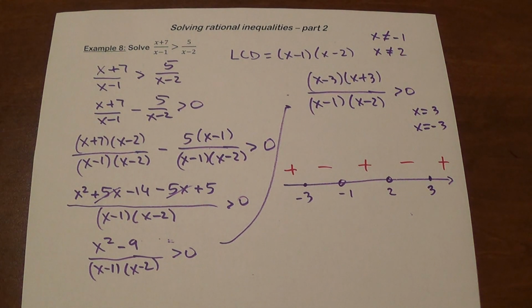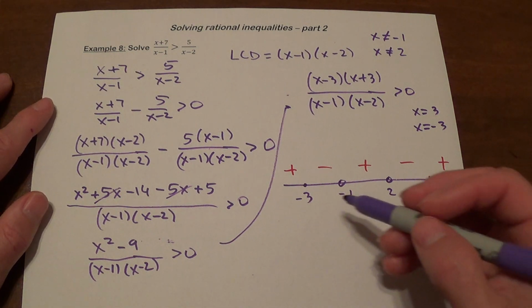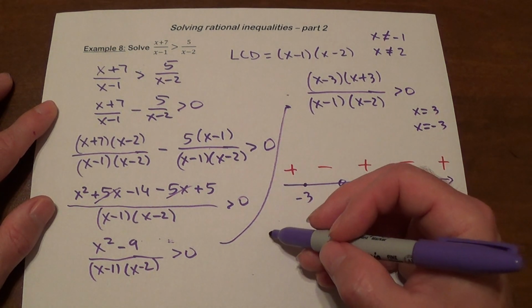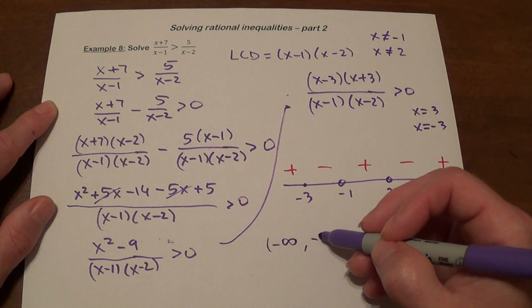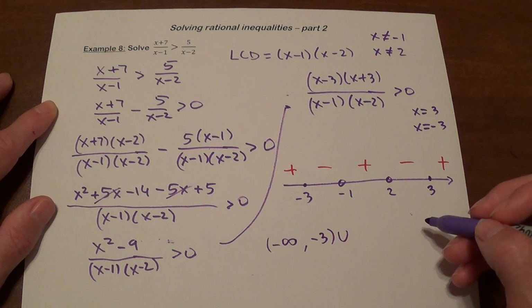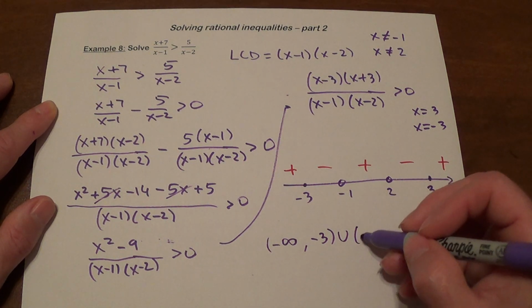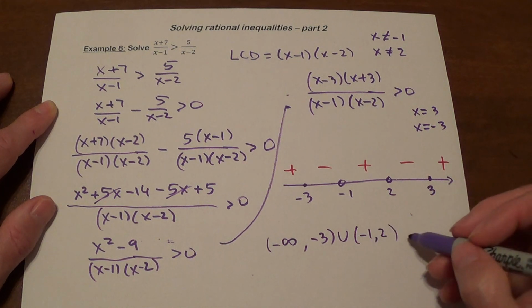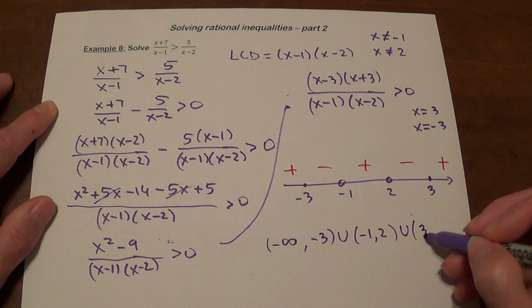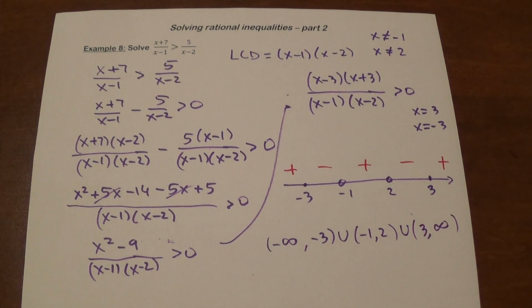We want it to be greater than 0. So it's going to be what? It's going to be from negative infinity to negative 3, along with, greater than 0, so 1 to 2, and also along with 3 to infinity. Okay, and this is how it's done.